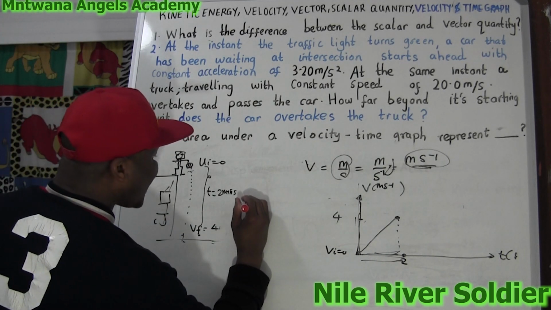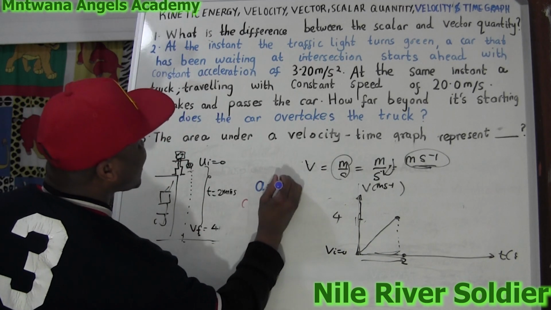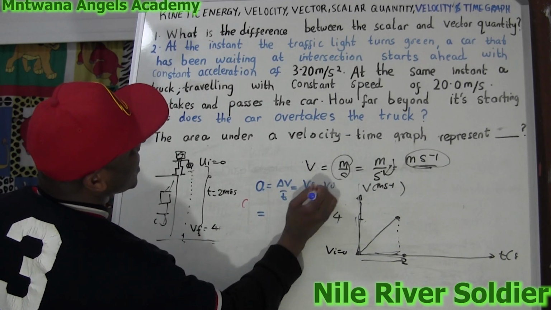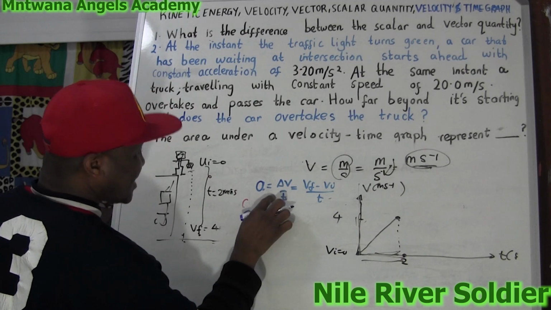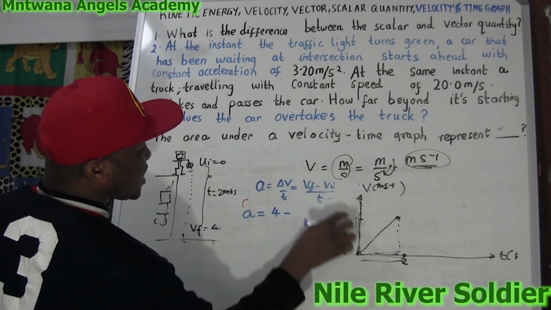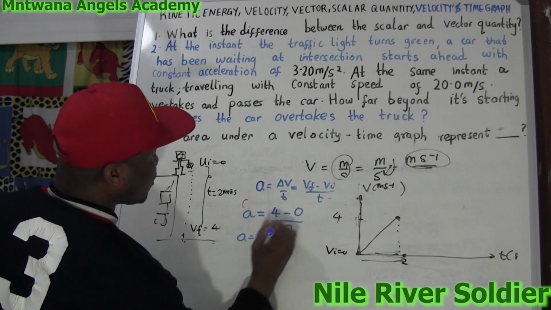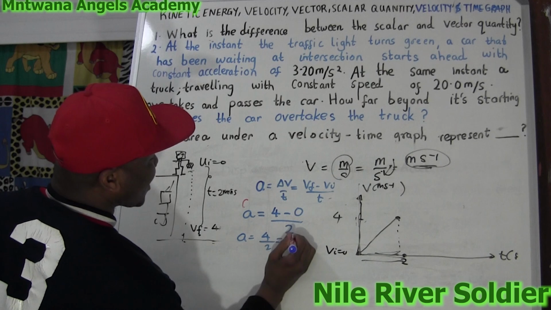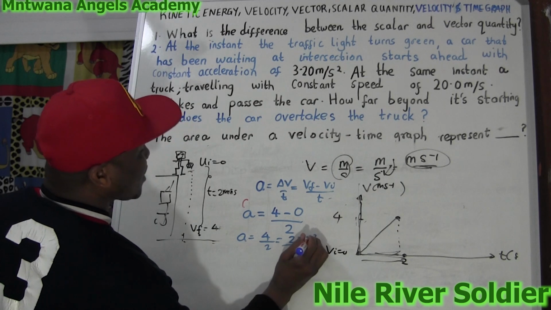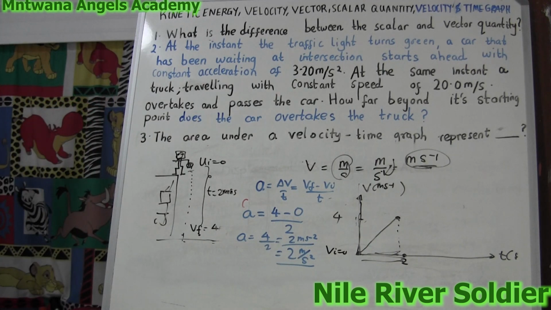And now another thing, if you want to get acceleration, acceleration always equals change in velocity over time. In other words, velocity final minus velocity initial over time. What is velocity final? Velocity final was 4, minus velocity initial. What is initial? It was 0. Over how long did the guy take? It took 2 minutes. So acceleration equals 4 over 2, and this is going to give us 2 meters per second squared. You know what I'm saying?